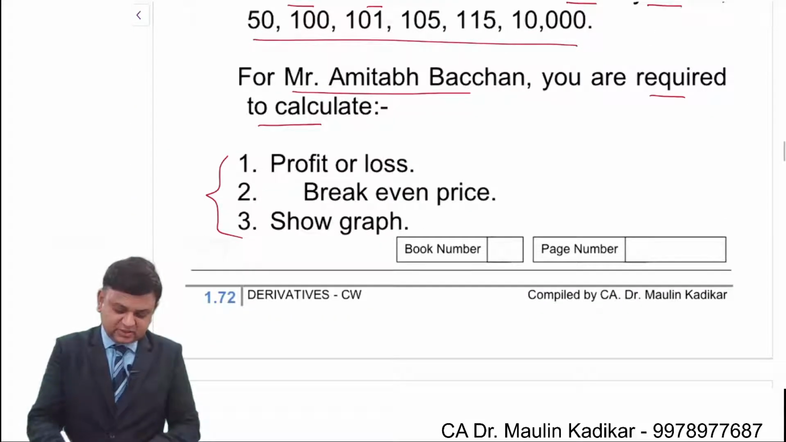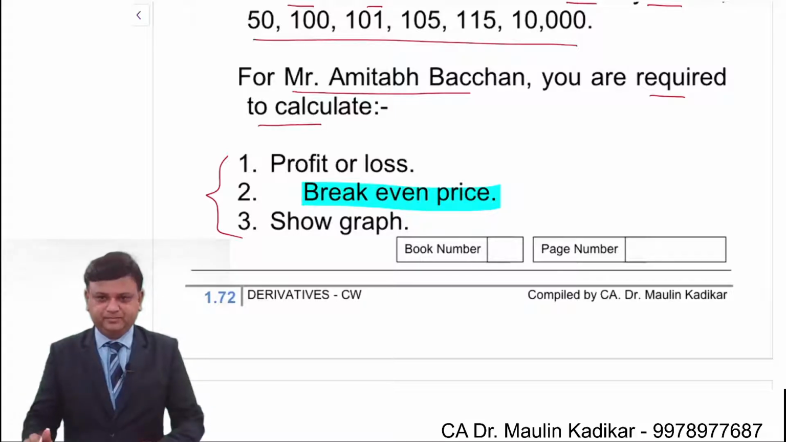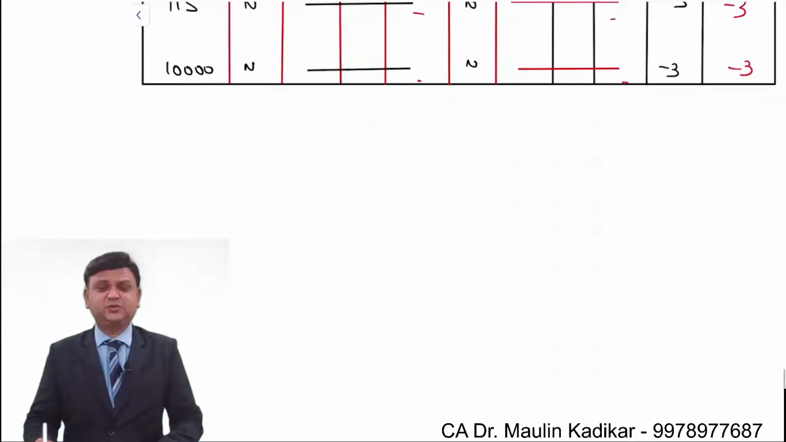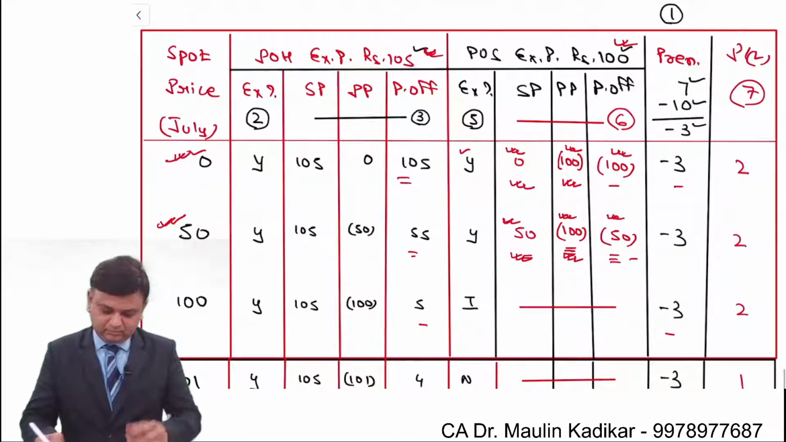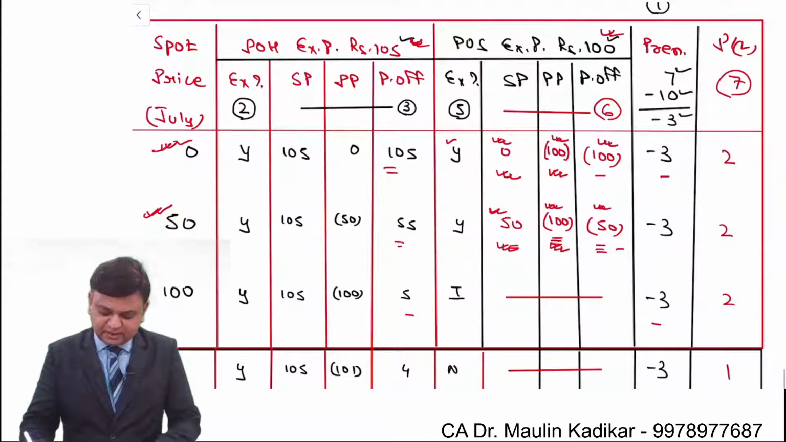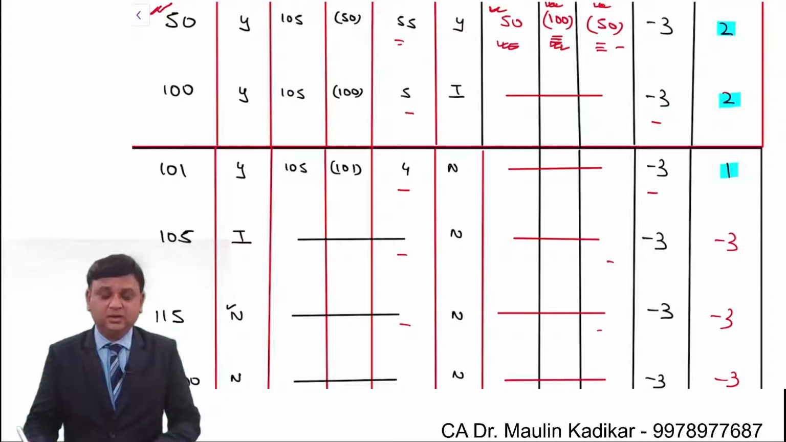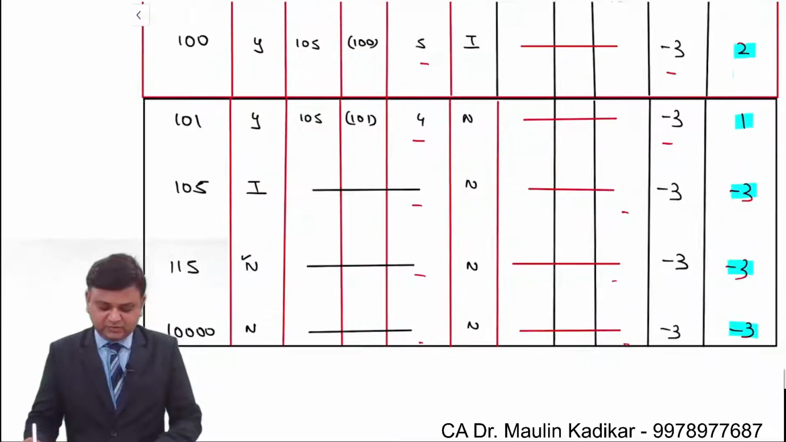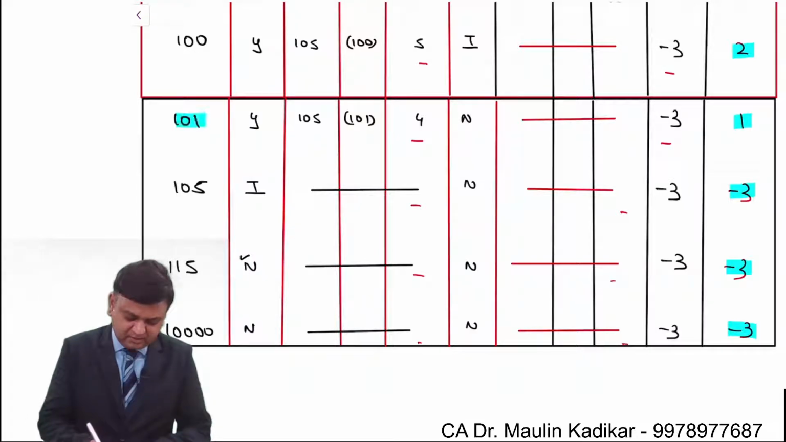The question provides that you are required to compute the break-even price. So here we are required to find the break-even spot price, means such spot price of equity share at which there is no profit, no loss. We can see that there is a profit, then loss, and loss. So we understand that over here there is a break-even point between 101 and 105.